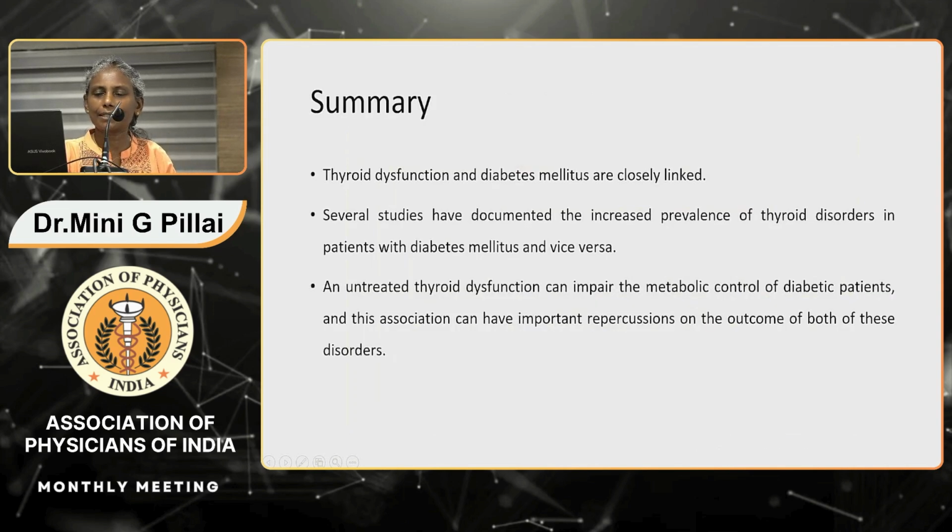So summing up, thyroid dysfunction and diabetes are closely linked. Several studies have documented the increased prevalence of thyroid disorders in patients with diabetes and vice versa. And untreated thyroid dysfunction can impair the metabolic control of diabetic patients, and this association can have important repercussions on the outcome of both these disorders.